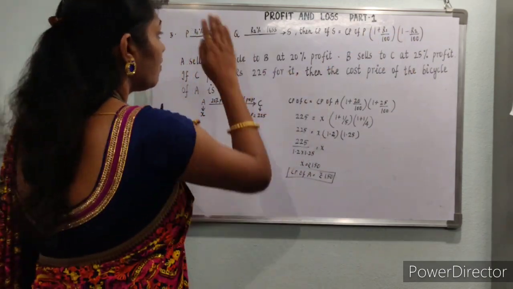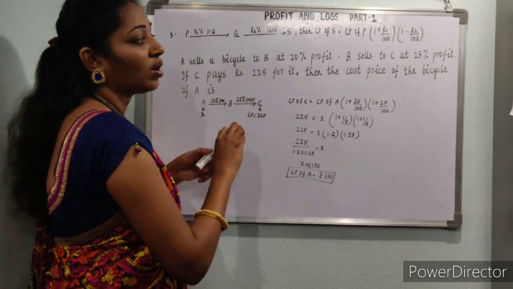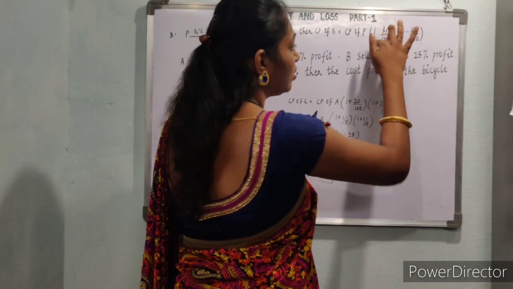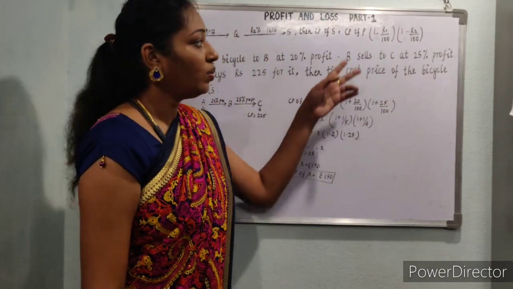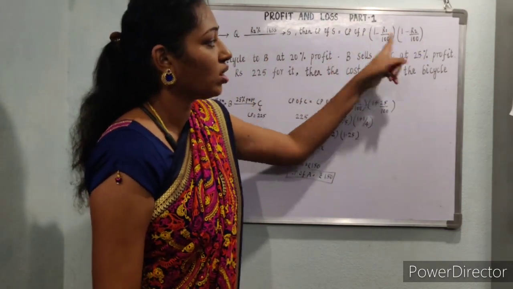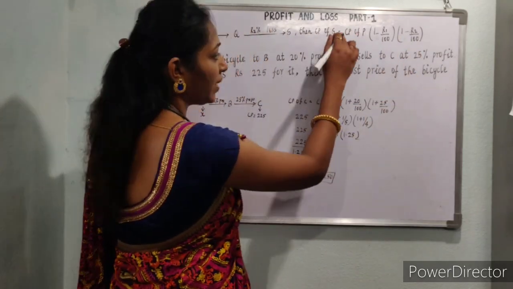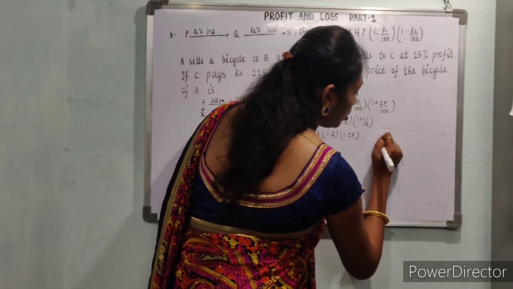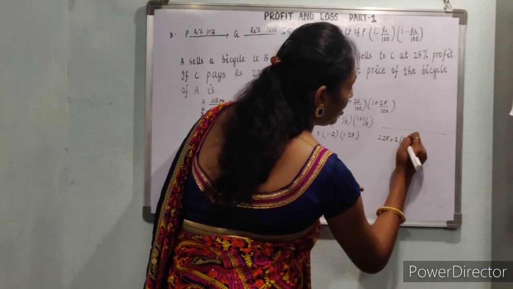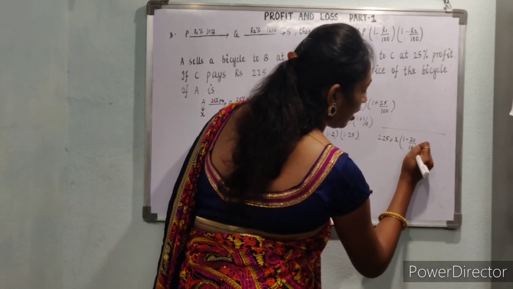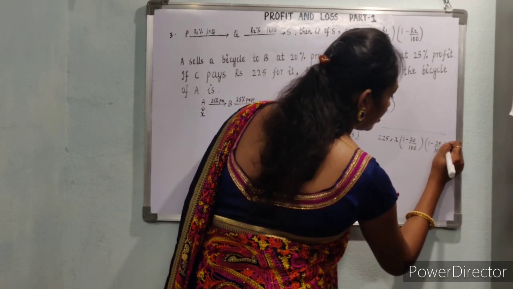Now one more thing we'll see. When both are losses, R1 loss and R2 loss, how will the formula change? Then the cost price is equal to 1 minus R1 and 1 minus R2. So let me solve it using this. When both are losses, let me show you how to solve. The cost price of S is already given here as 225. We don't know the cost price of A, so we keep it as X, into 1 minus 20 by 100 into 1 minus 25 by 100.